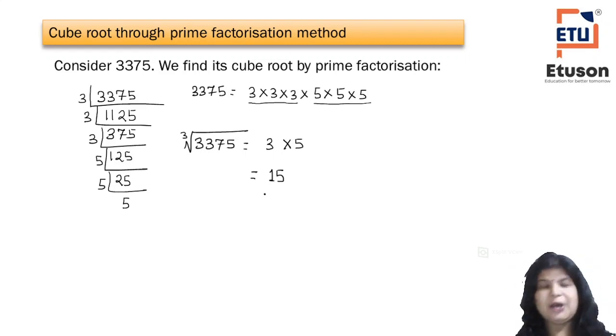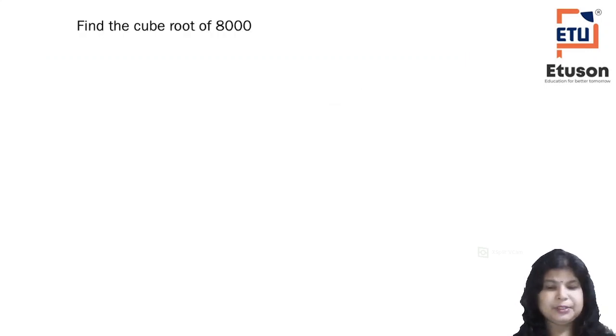So this is how you can find out the cube root of a number by prime factorization method. Correct, children? So now let us take one more example to understand it in a better way. So we have taken the number 8000. Okay. So let us find out the prime factors of it.